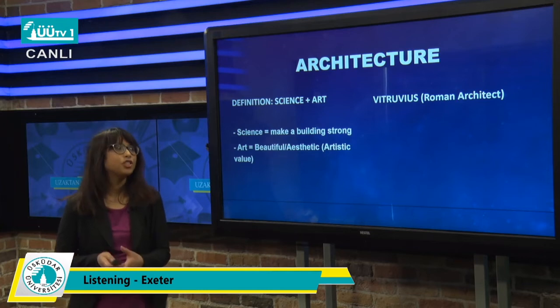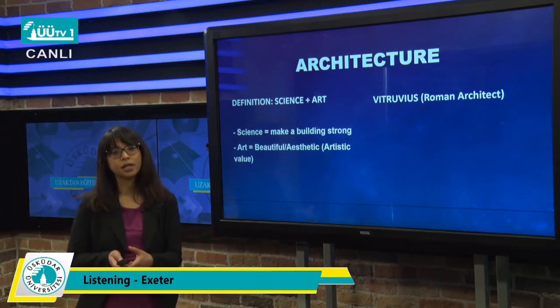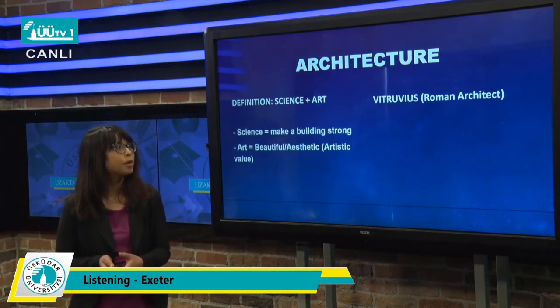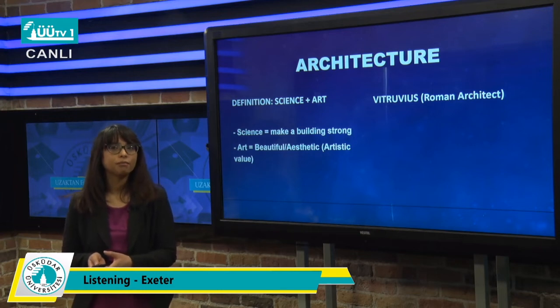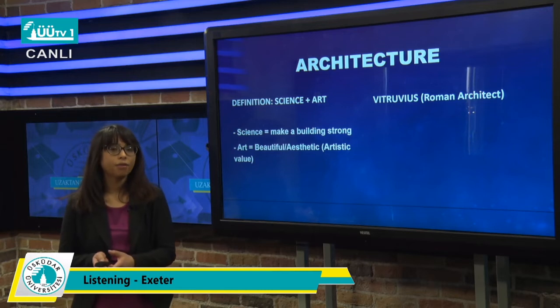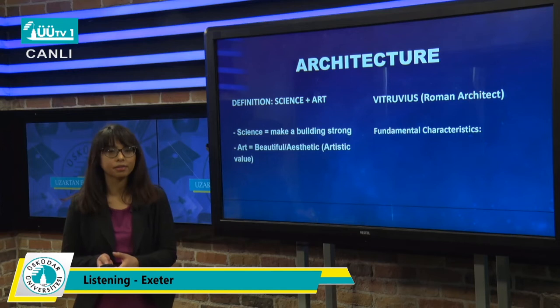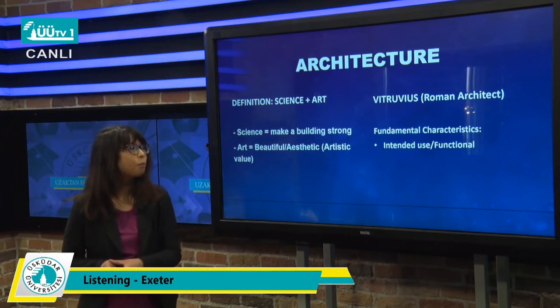Now I want to mention Vitruvius. Who was Vitruvius? He was a Roman architect, and he lived in the 1st century before the Common Era. He wrote an idea about 2,000 years ago. He said that a building should have these fundamental characteristics. And what are they? We're going to look at them one by one now.